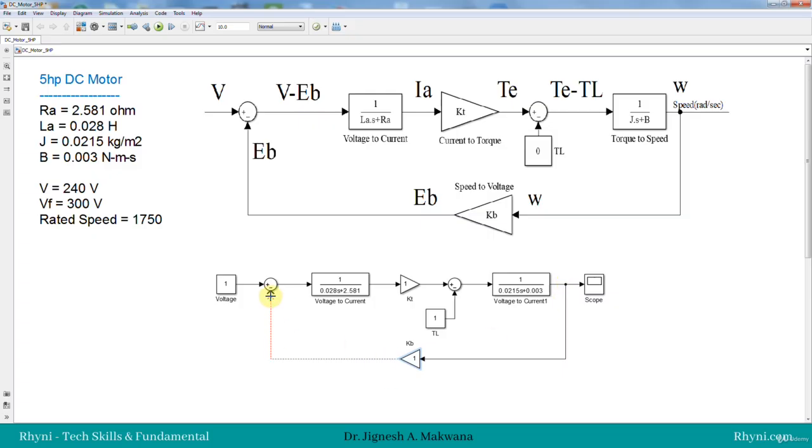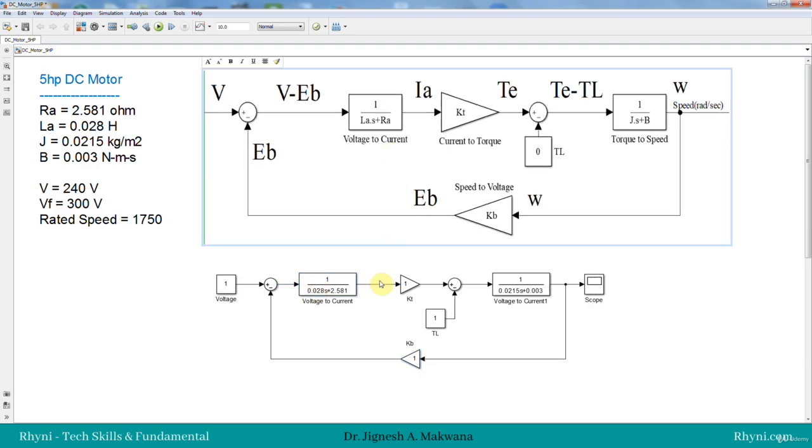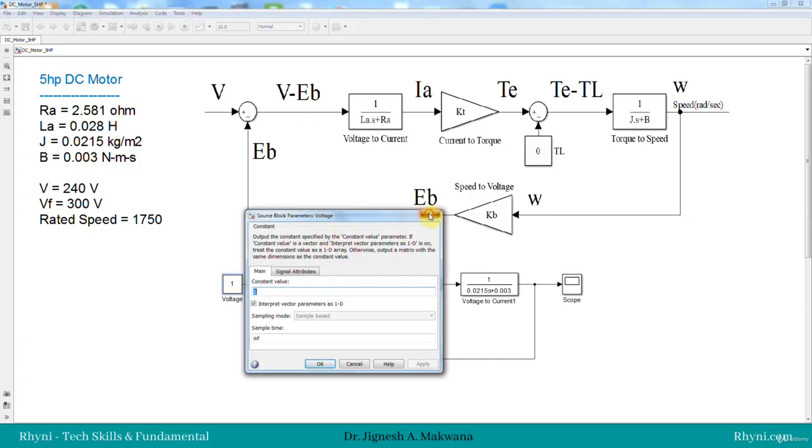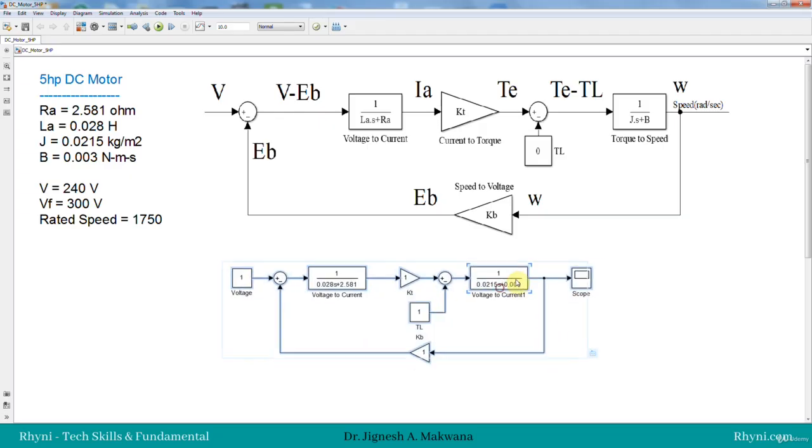And here it is back EMF, here it is speed in radian per second, this is voltage, this is V minus EB, this is current, and this is torque. So our mathematical model and simulation model look the same. So the simulation model is ready and developed, and the only thing is we need to find KT and KB. The values of constants KT and KB we still have to find. Supply voltage, we can supply 240 volt, we'll see it later, but first find the constants.